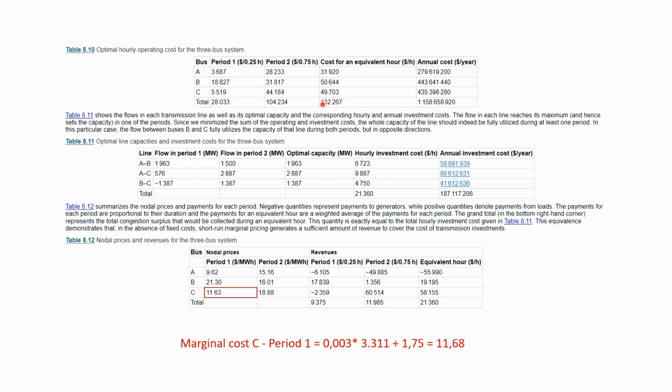This figure here is multiplied with 8,760, and we will get this value here. This is the total cost for a year. What we also can see here is that this here was the flows in the lines. This here is the maximum flow. That is the optimal capacity of the interconnectors here.